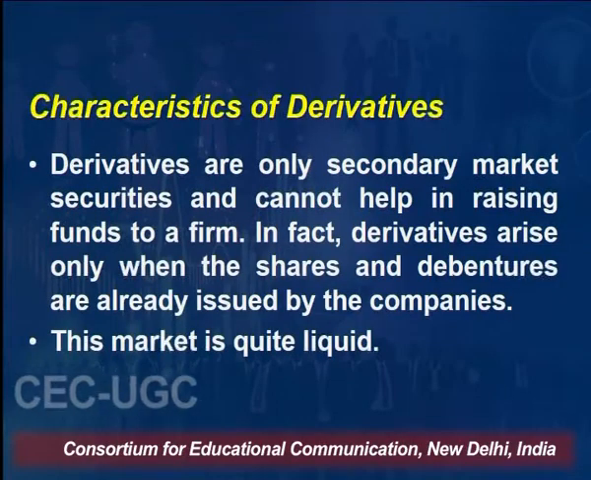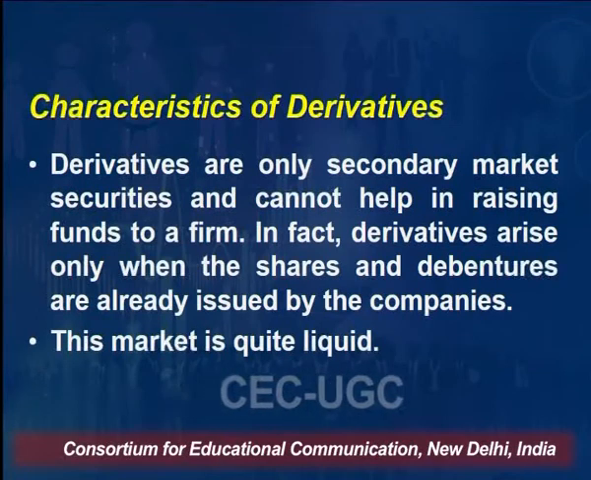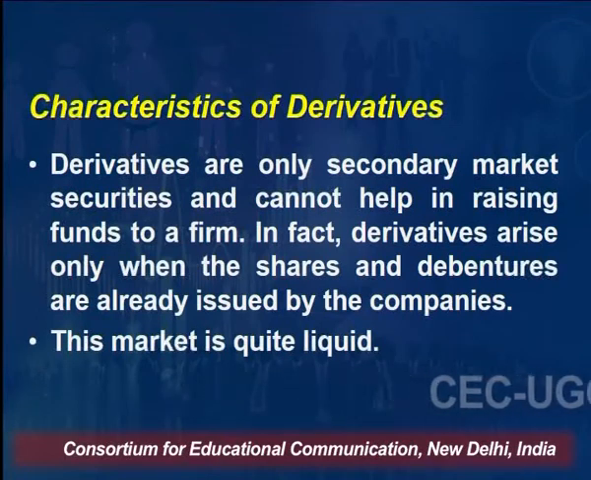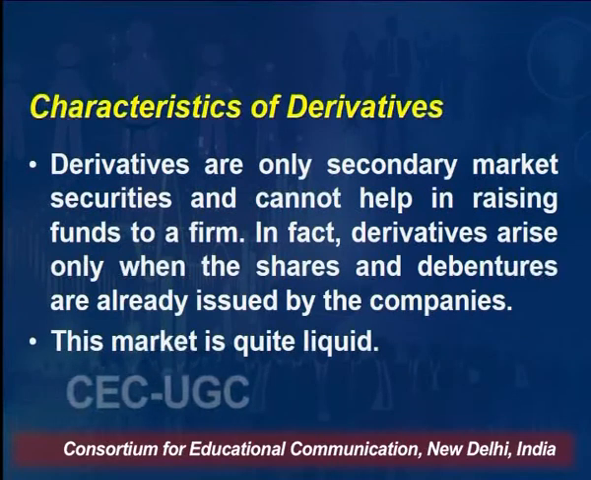Other characteristics: derivatives are only secondary market securities and cannot help in raising funds for a firm. In fact, derivatives arise only when the shares and debentures are already issued by the company. Friends, if you recollect, when we were talking about the IPO market, the initial public offer market, I said companies do issue shares. Although these days shares are not issued in physical form, they are deposited in the depositories. But anyway, shares are issued.